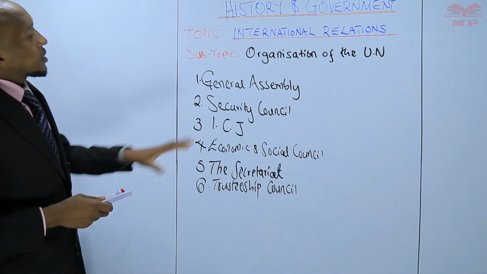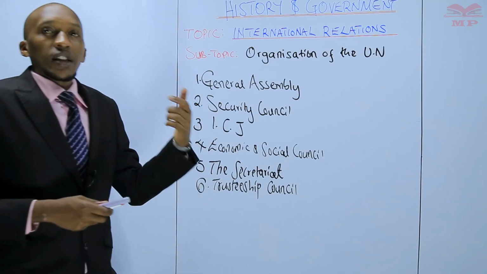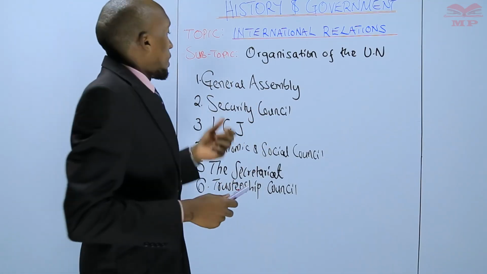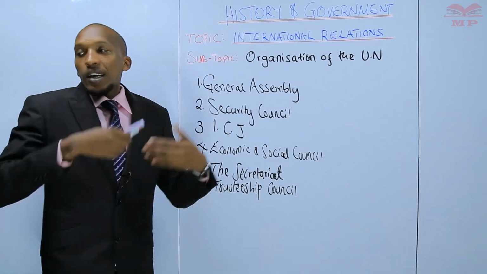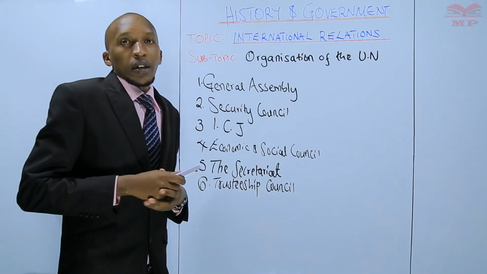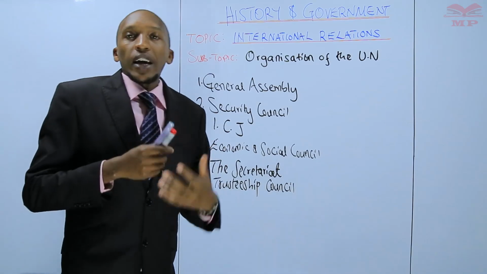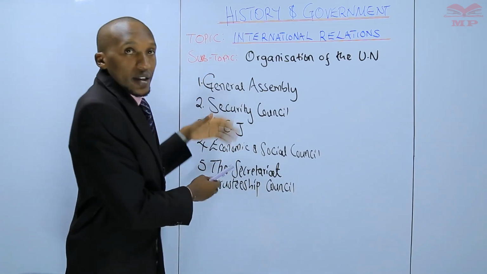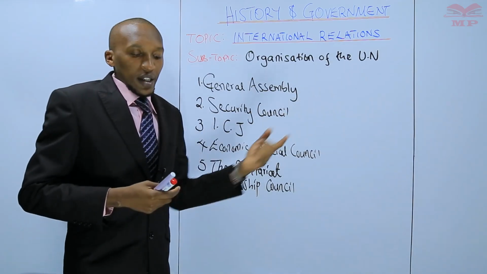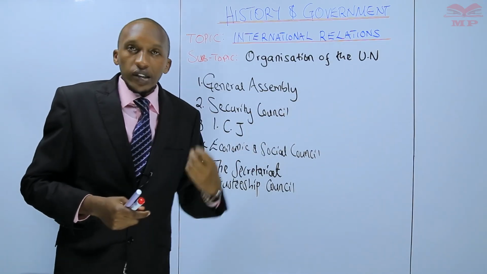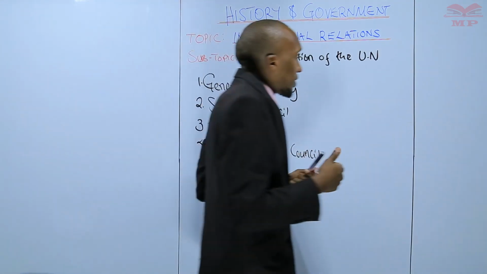Now, apart from these organs that are very essential in running the United Nations, the United Nations has affiliate organizations. It has affiliate agencies. Part of the United Nations are other agencies that are not here. They are independent. They work on their own, but they are affiliated with the United Nations. So that is what we are going to be discussing in our today's lessons. The affiliate or the specialized agencies.